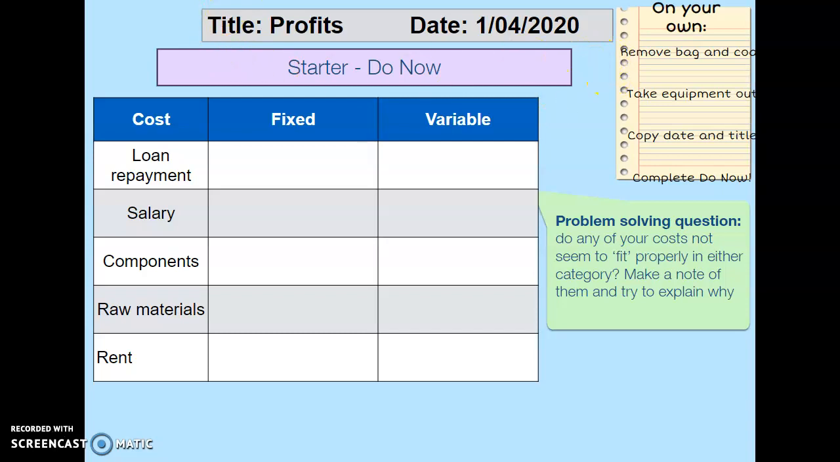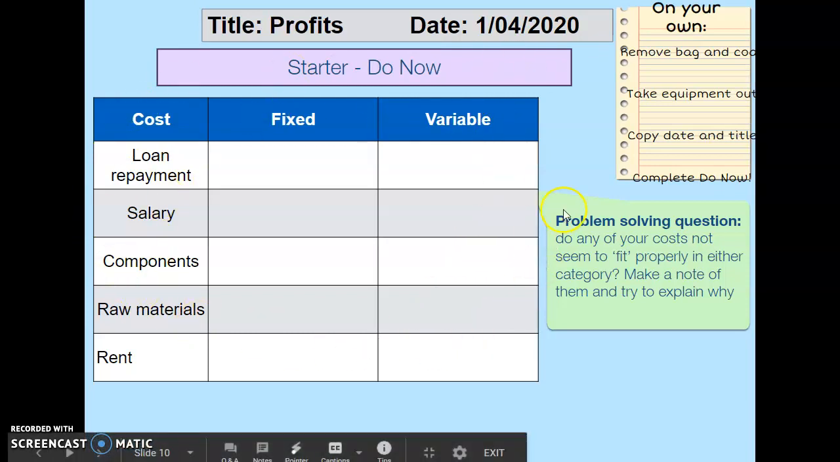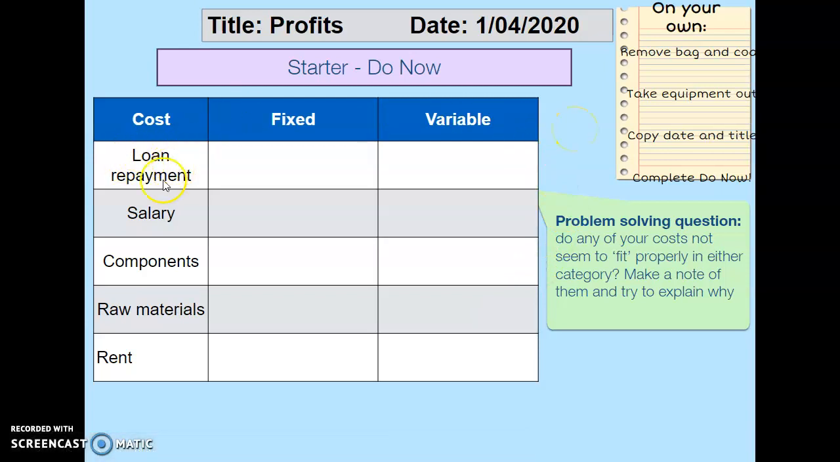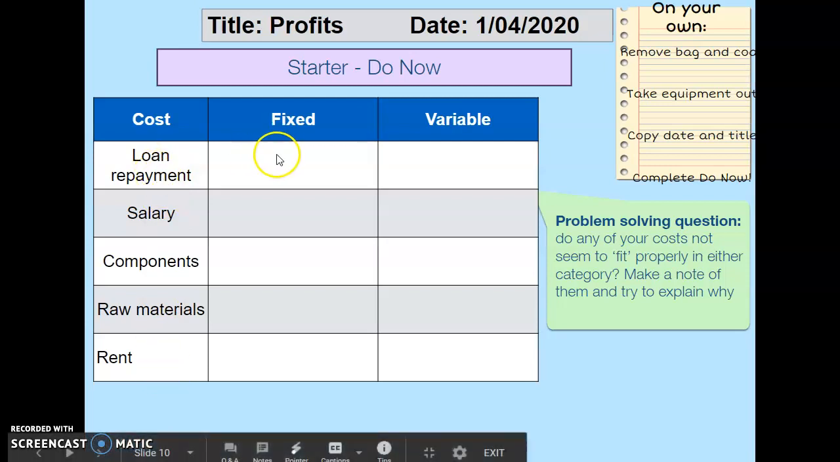Could you please write down the title and the date in your books? And whenever you're ready, if you could start copying down this table in your books and then complete it. Basically, classify whether these costs here are either fixed or variable. If you could please stop the video for a second and do that now.